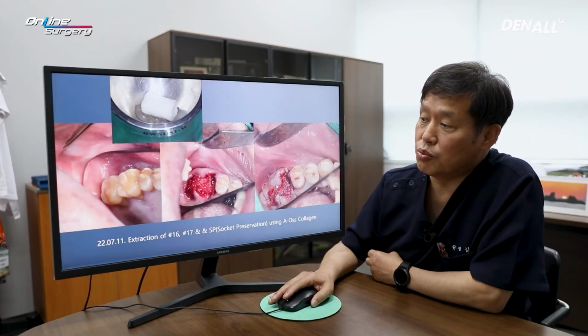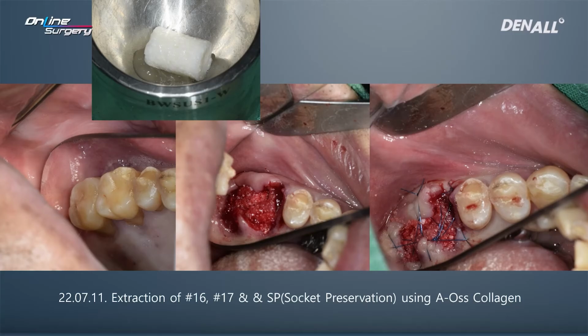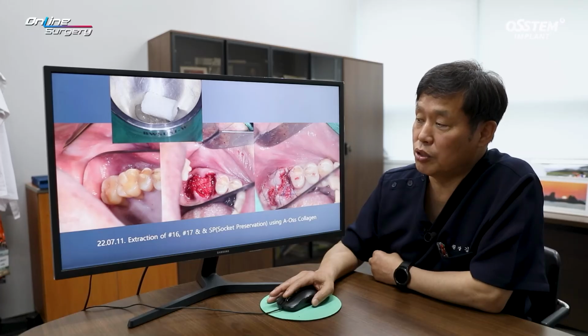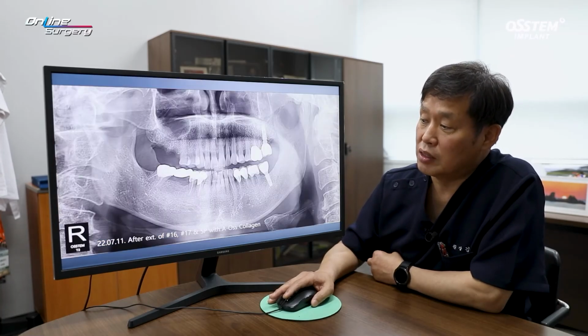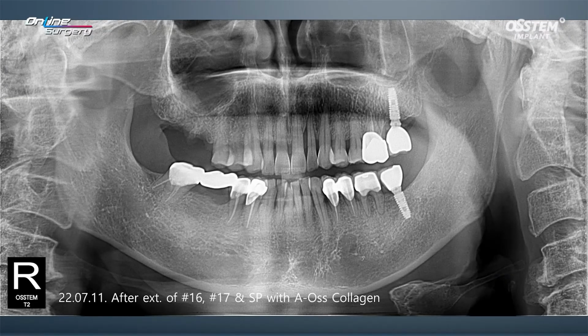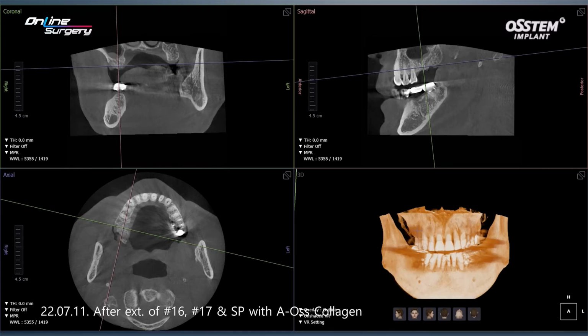After extracting the teeth, socket preservation was performed using AOS collagen without use of collagen membrane. And as you can see, even with a slight exposure, the soft tissue healing can occur nicely if you use the collagen. Extractions were done, socket preservation was done, and the CT scan shows the buccal defect filled with AOS collagen.